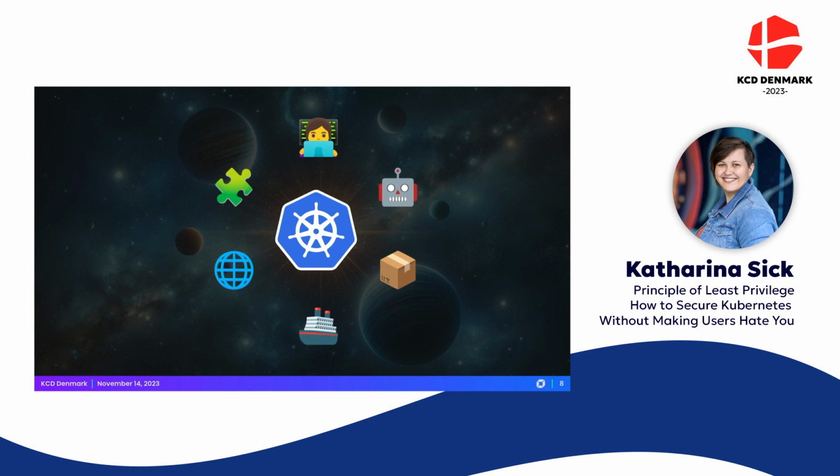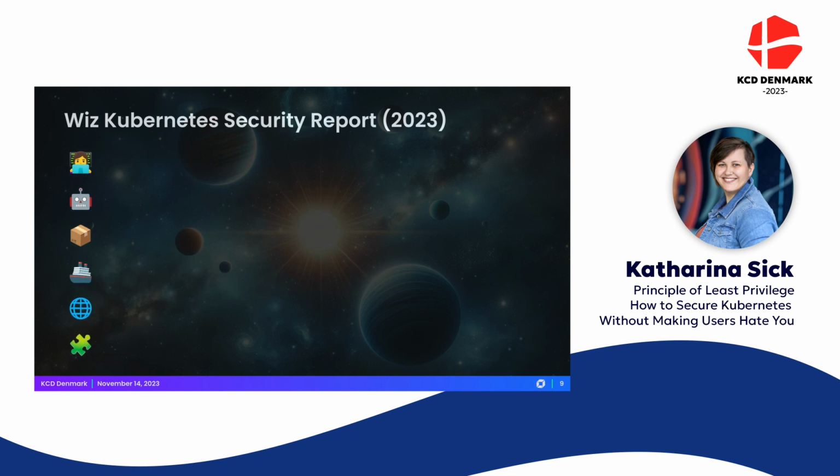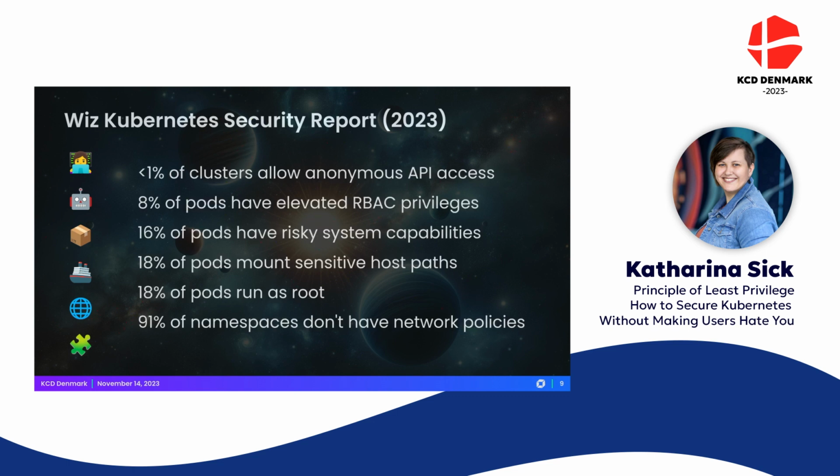And just a few days ago, the Wiz Kubernetes security report from 2023 was published. And when taking a look at some of the items, we see that all of this is still very relevant. So we can see that some, even though with less than 1%, it's not much, but still some clusters still allow anonymous API access. 8% of pods of the 200 cloud accounts they analyzed still have elevated RBAC privileges. 16% have risky system capabilities. 18% either mount sensitive host paths or even run as root, as we just discussed. And more than 90% of namespaces don't have any network policies set.